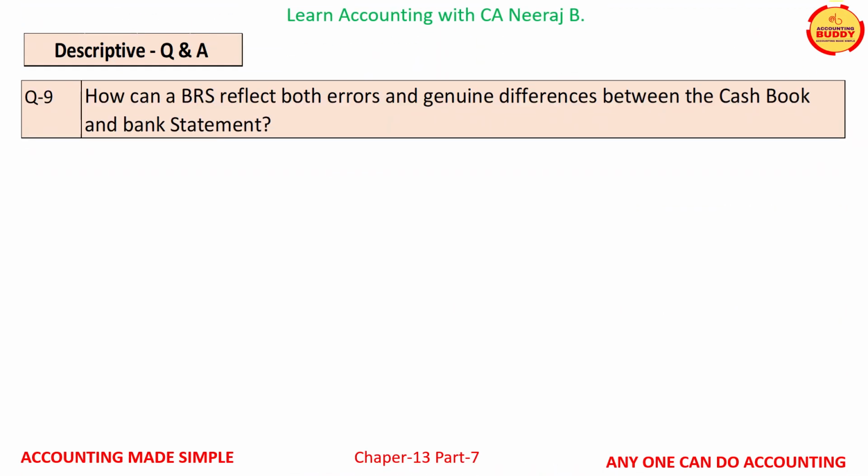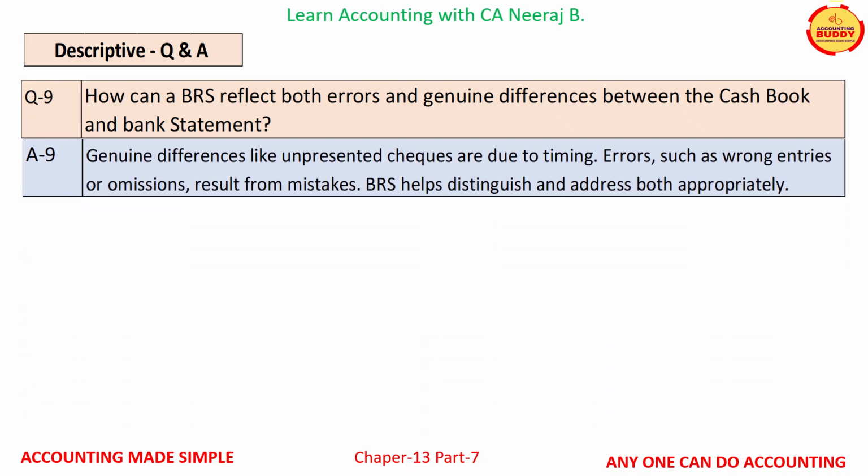Question number 9 is, how does a bank reconciliation statement reflect both errors and genuine differences between the cash book and the bank statement? And the answer is, genuine differences like unpresented checks are due to timing differences. Errors such as wrong entries or omissions result from mistakes. Bank reconciliation statement helps distinguish and address them appropriately.